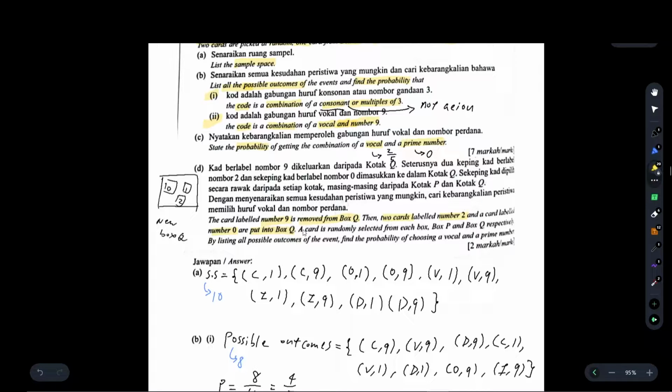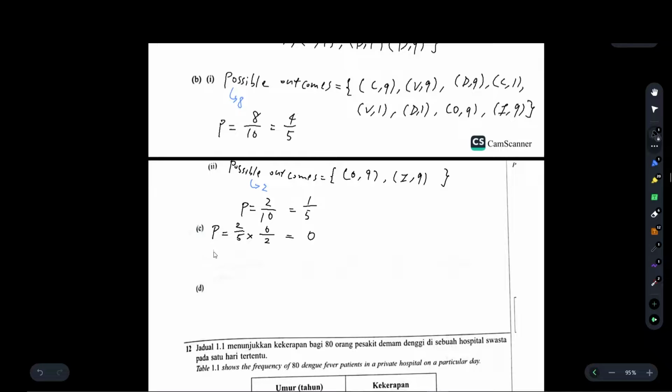Okay, so it says that a card is randomly selected from each of box P and box Q. So we're going to list out all the possible outcomes of the event and find the probability of choosing a vowel and a prime number. Okay, so right now we're going to find the probability of getting a vowel.